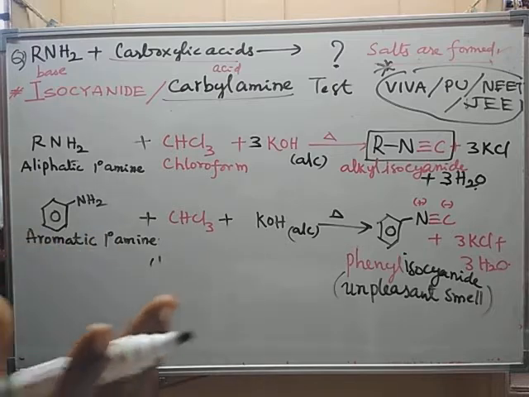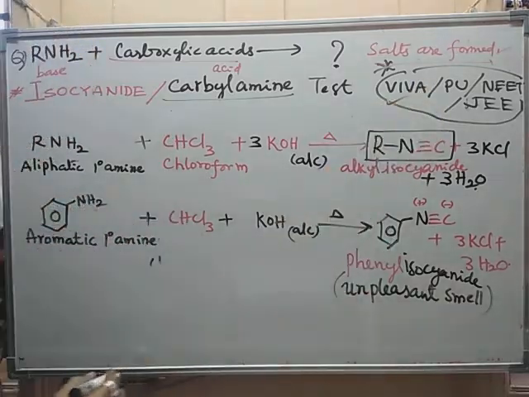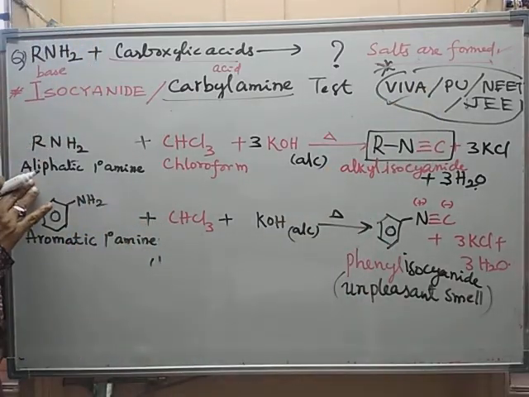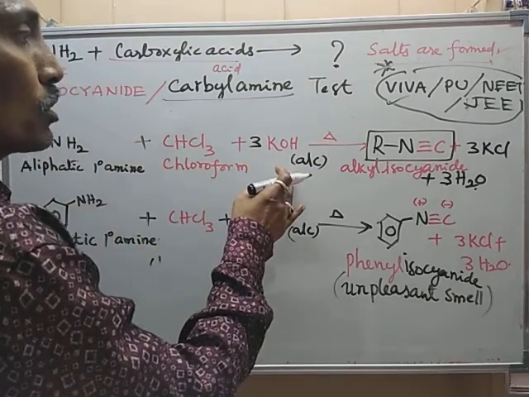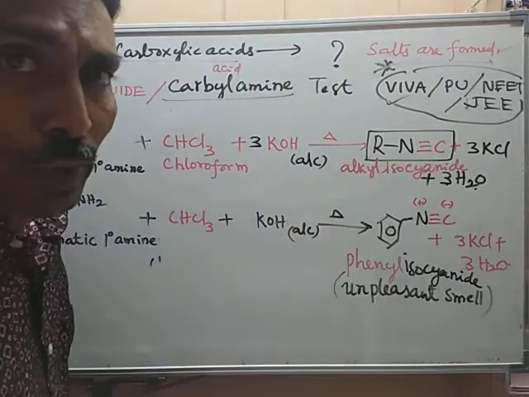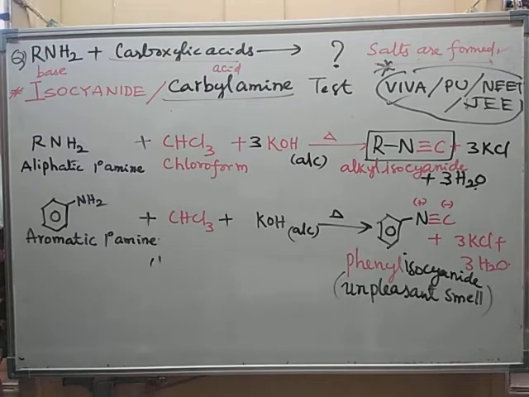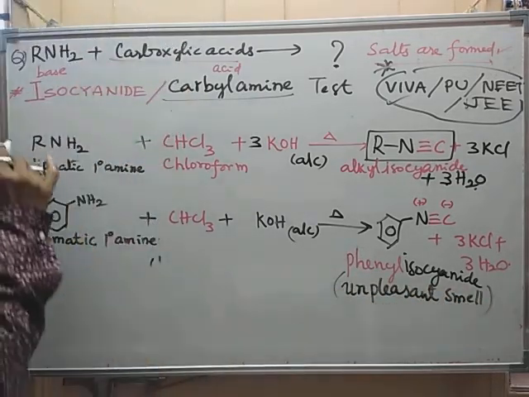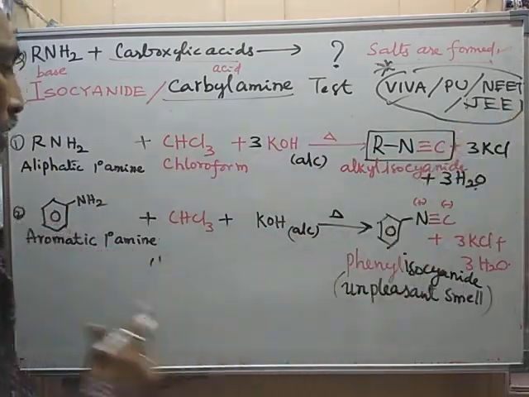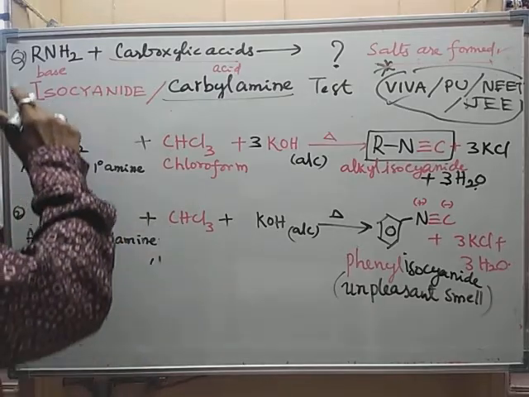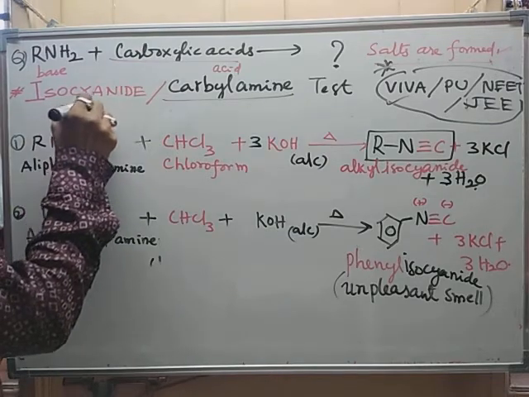How do you identify primary amines present in the given organic compound is the viva question. And how do you answer? This is the way. The given organic compound is treated with chloroform and alcoholic potassium hydroxide, and the reaction mixture is heated. We get a foul smelling compound. The name of the foul smelling compound is isocyanide, either alkyl isocyanide or phenyl isocyanide. Either this example or this example you have to write in the examination. Statement 1 mark, sentence 1 mark. It is a 2 marks question.